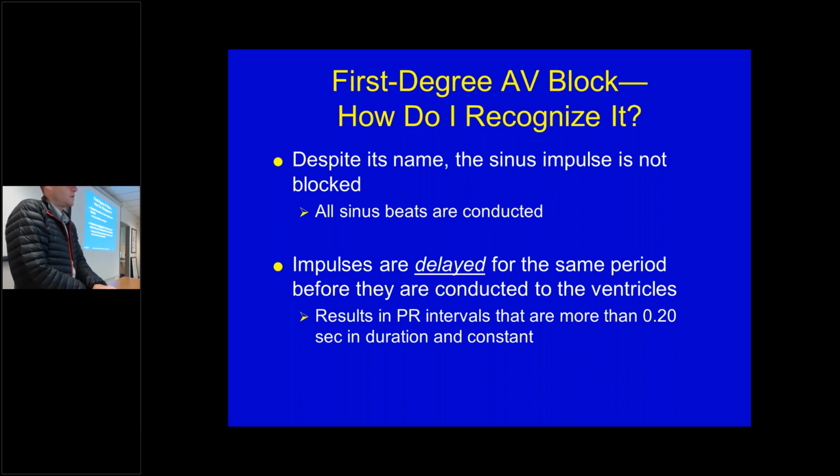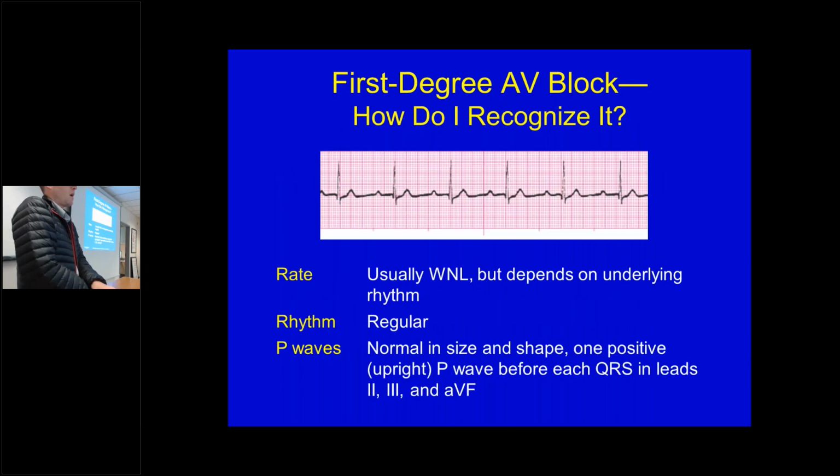So the impulses are delayed because it's an incomplete block, and that's what creates that longer PR interval. But once it gets past that point, it still goes down to the QRS, and the QRS looks normal, right? Because that conduction system then goes through the QRS normally. All right.